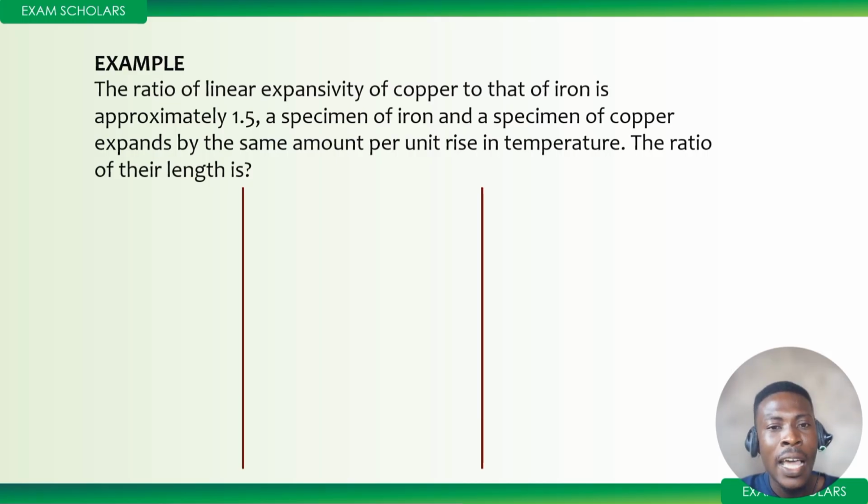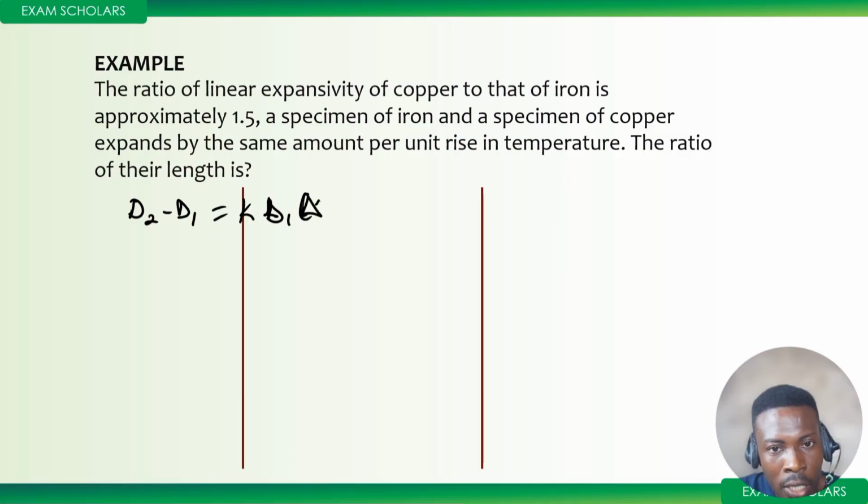So in that formula, if you recall, let me quickly write the formula for you. The answer is obviously 2/3. That's the answer, but let me just show you. If you recall that we got d2 minus d1 is equal to the constant multiplied by d1 multiplied by change in temperature. So this is what we have. Now they are trying to tell us to find the value of d1 over d2. That is what we want to find here.